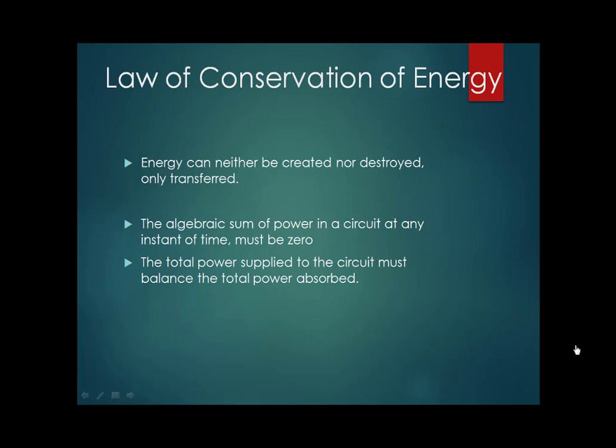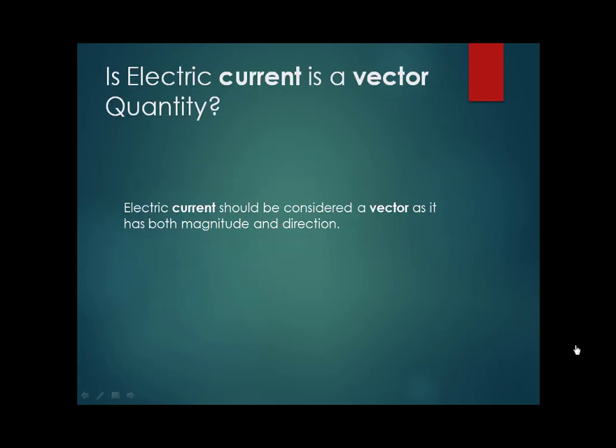So the total power supplied to the circuit by a source must be equal to the sum of the power absorbed in the whole circuit. So in equation form, total power is equal to the sum of the power distributed in the whole circuit. Either the power will be absorbed or it will be dissipated.